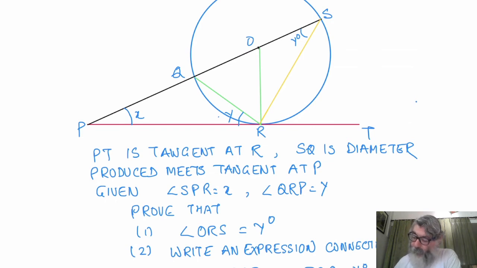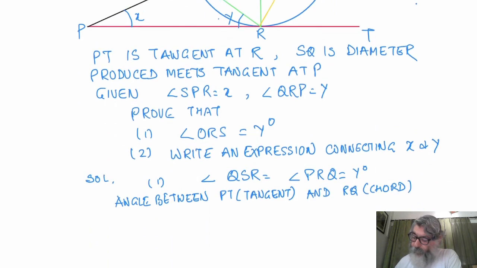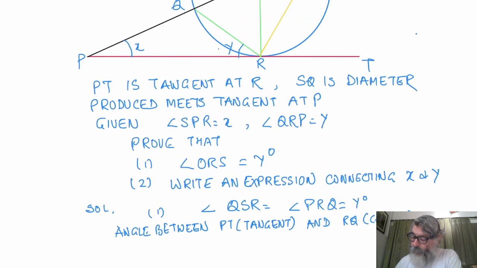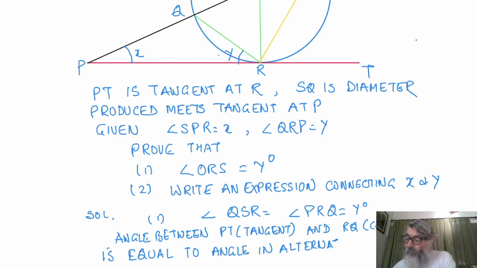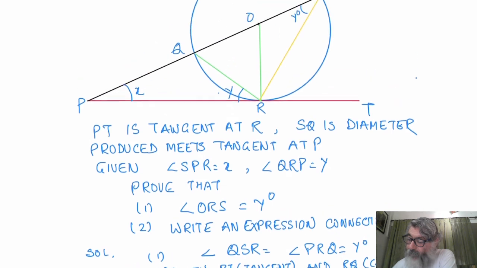is equal to the angle in the alternate segment. In the alternate segment, this is the theorem which we have done. The angle between this and this will be equal to the angle in the alternate segment. If this is y, this is going to be y.